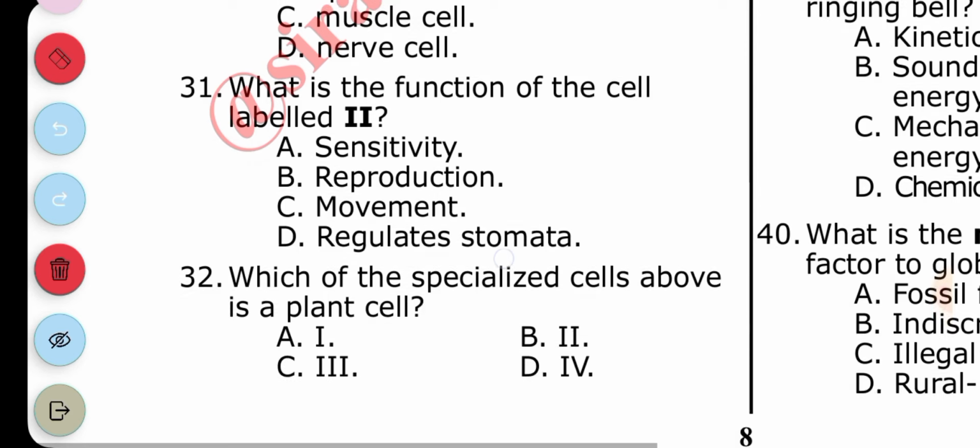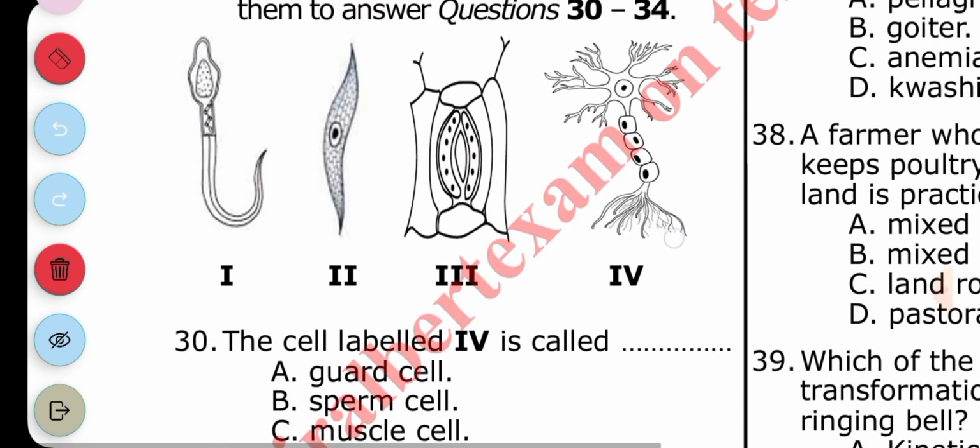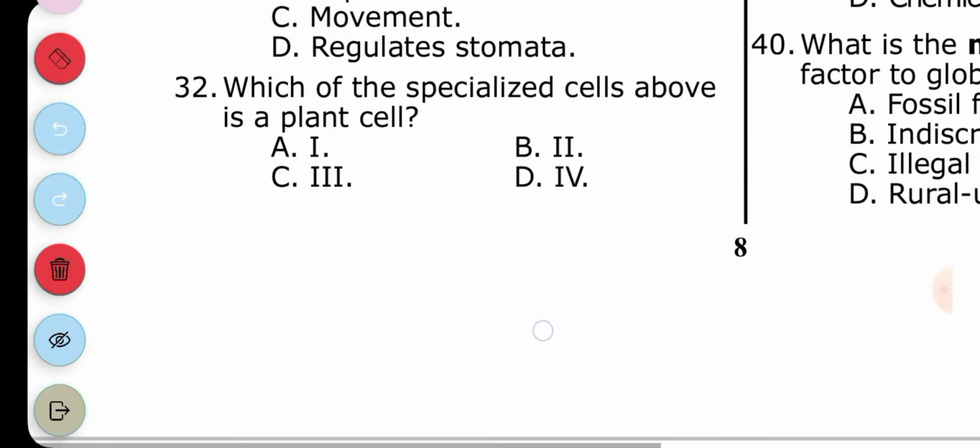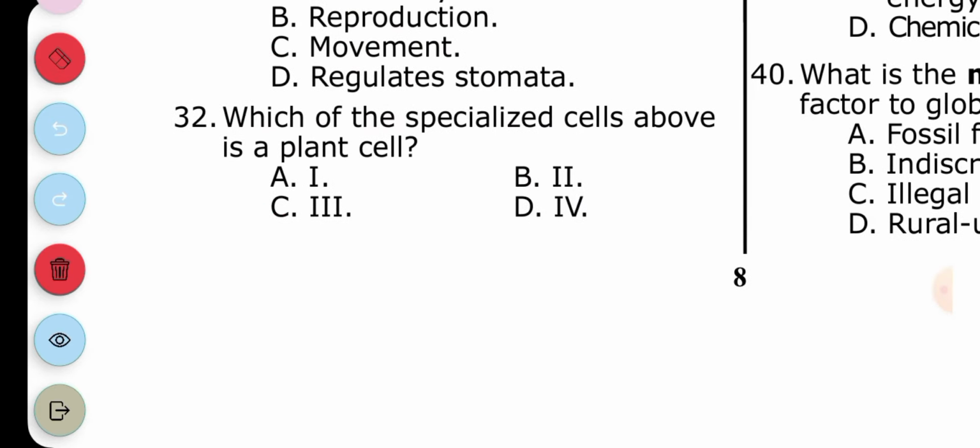Question 32. Which of the specialized cells above is a plant cell? So which of it is a plant cell? I. This is a plant cell, a guard cell. So the answer to question 32 is C.